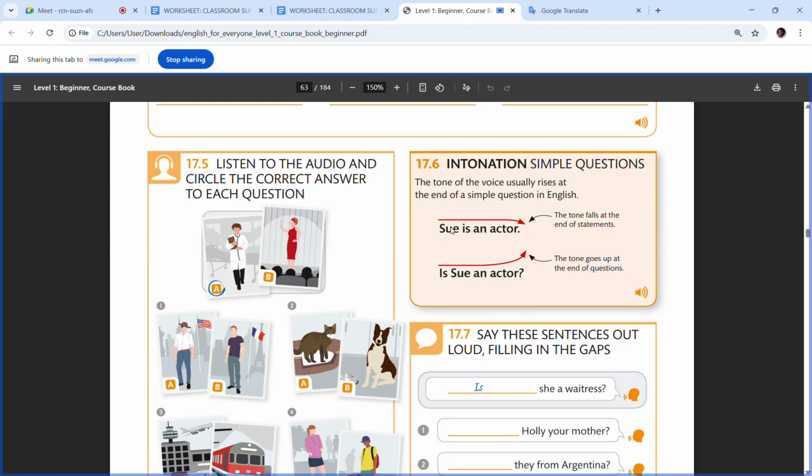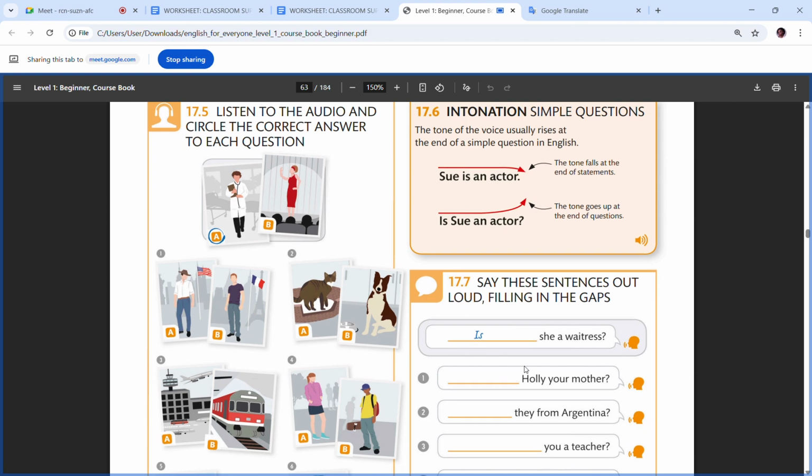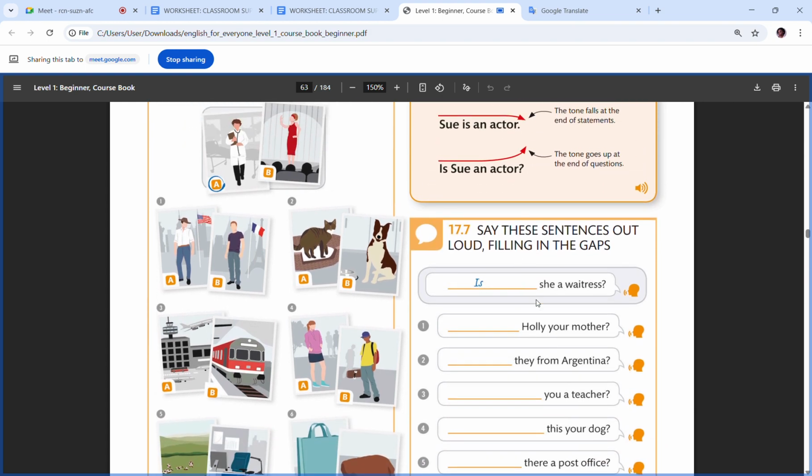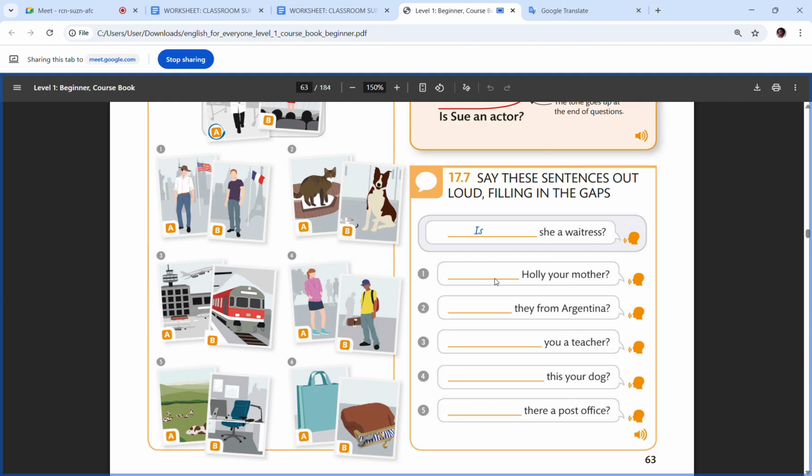So here you just keep your voice flat. You say, Sue is an actor. But when you ask the question, you say, is Sue an actor? Right? Is Sue an actor? Right? So when you're asking questions, you need to do that, right? Even here, you say, is she a waitress? Yeah? Now, what do we say here?